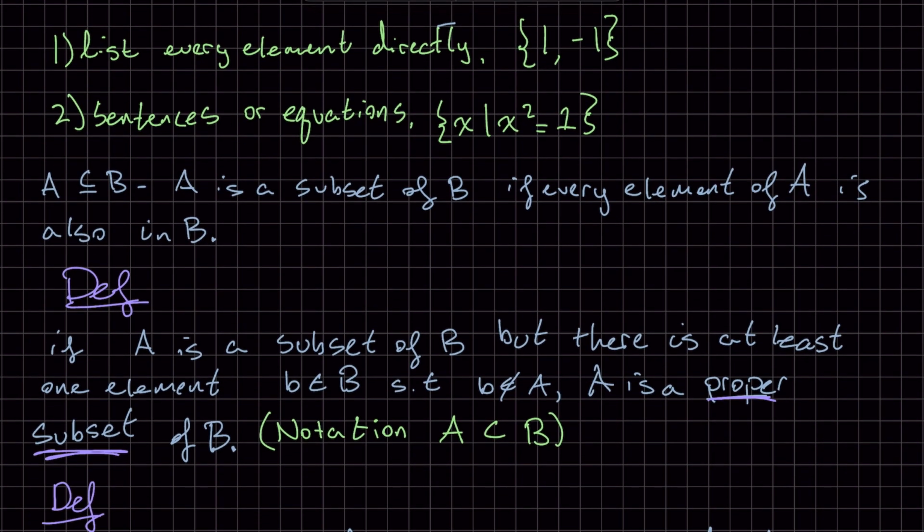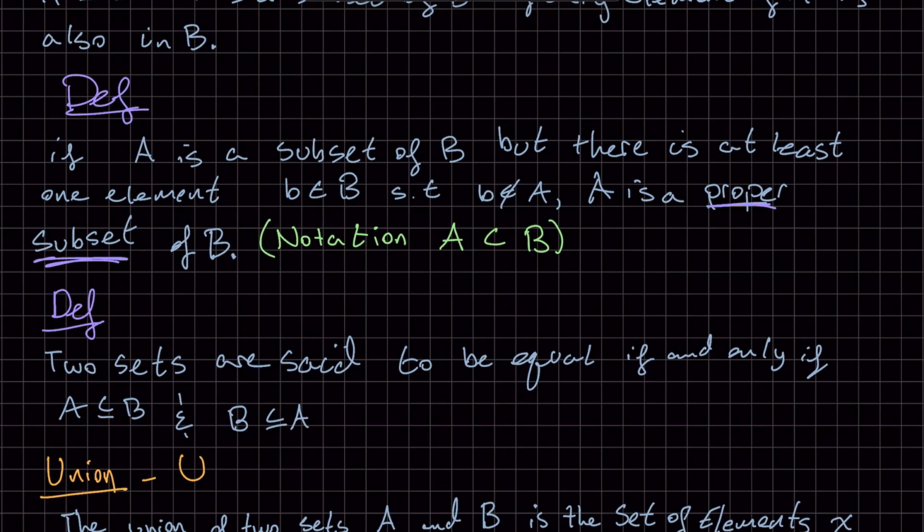This little symbol here is not less than or equal to. It's more rounded than that. It means A is a subset of B, a subset or equal to B with the line under it. We'll get into proper subsets in a little bit. But this just means A is a subset of B if and only if every element of A is also in B. Definition: if A is a subset of B, but there is at least one element b in B such that b is not in A, then A is a proper subset of B.